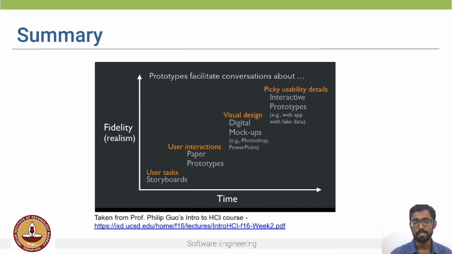Paper prototypes go one step further, where we design the screens and UI elements on paper, and this helps us facilitate conversations about the actual interactions in the system. Whereas in digital mockups and in interactive prototypes, you talk about the visual design or the finer details of the user interface. So in this way, these different types of prototyping techniques can help us refine our user interface and develop effective and usable interfaces.